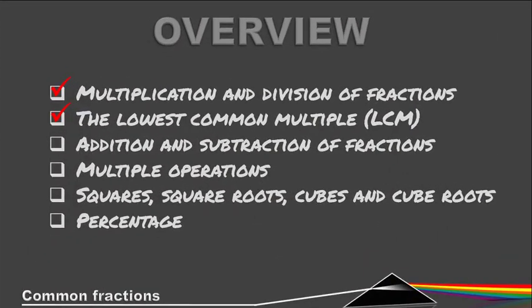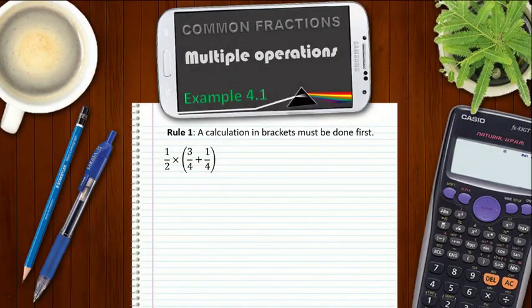Okay, so that was addition and subtraction of fractions. Next we look at multiple operations. Now, these are your rules from BODMAS that we're going to run through. These aren't official rules, but they are just listed as rule 1, 2, and so on. So in the first rule, we see that a calculation in brackets must be done first. So an example of that is I've got this sum over here, and when I see these brackets, although we multiply first before we add, these brackets mean that we need to add first.